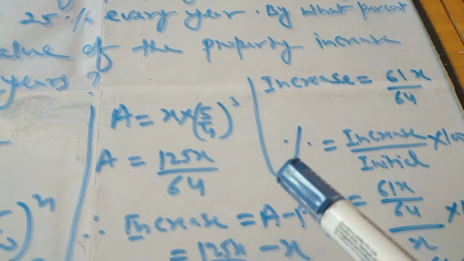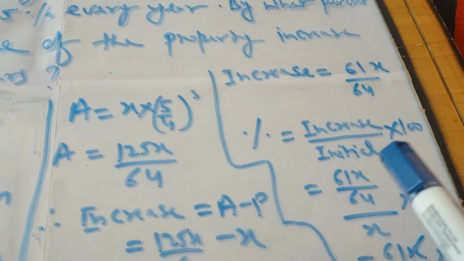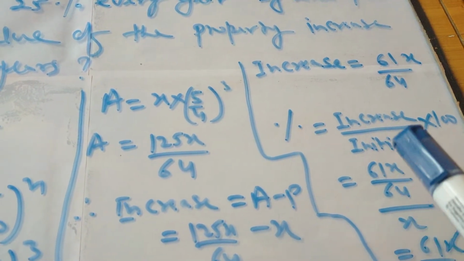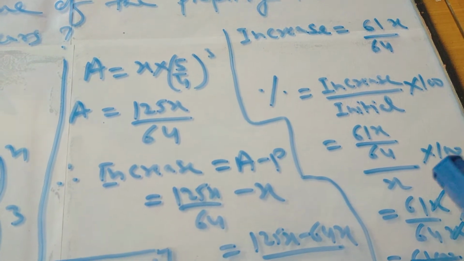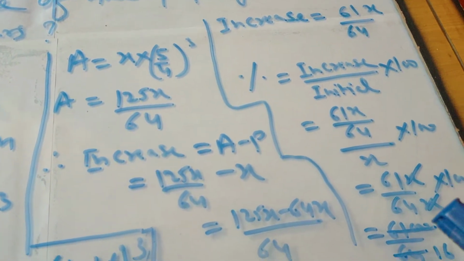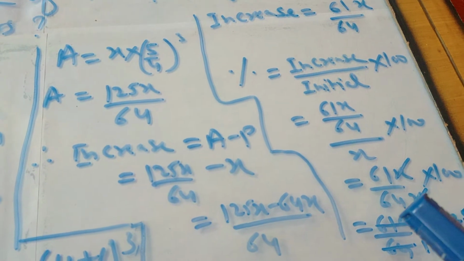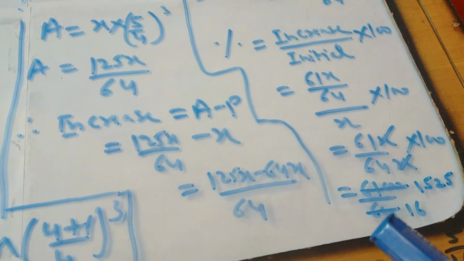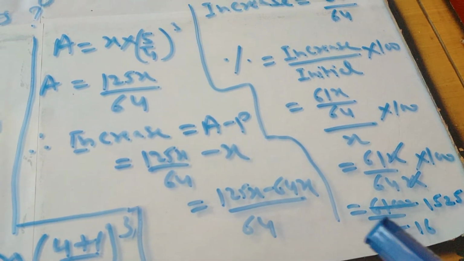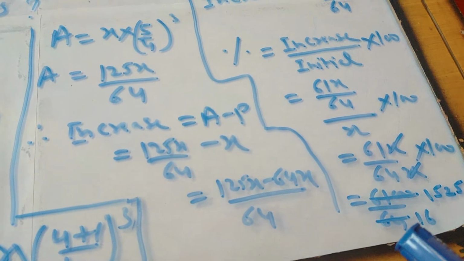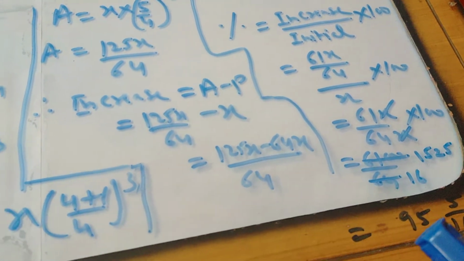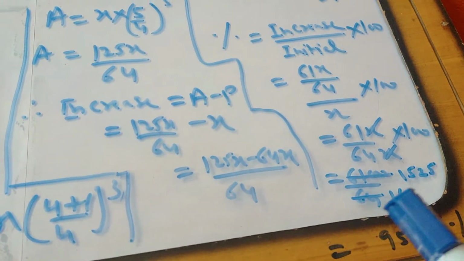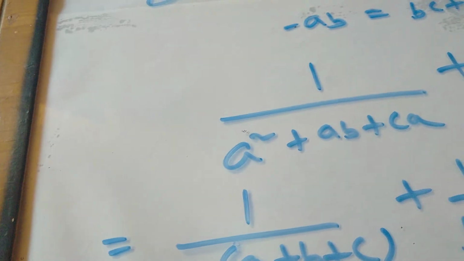And we know the formula of percentage. Percentage is increase upon initial value multiplied by 100. This is the formula. So increase is 61x upon 64 over here. Initial value is x, I substituted, into 100. From this, x to x is cancelled out. So it is 61 into 100 upon 64. It will be 6100 divided by 64. If by the table of 4 you are simplifying it, it will be 1525 divided by 64. If you divide further, you can write 95 whole 5 by 16% is the final answer for this particular question. Okay.